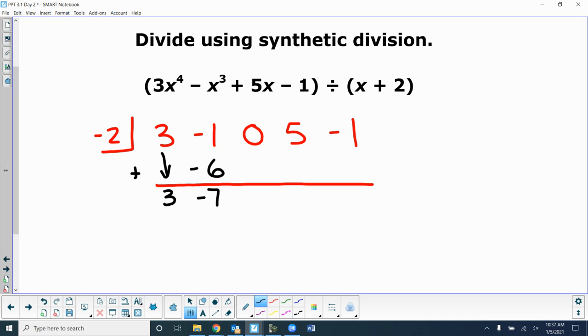Then it's negative 2 times negative 7, get positive 14, and then you add 0 plus 14. And then negative 2 times 14 is negative 28. And then 5 plus negative 28 is a negative 23. And negative 2 times negative 23 is a positive 46. And then negative 1 plus 46 is 45.